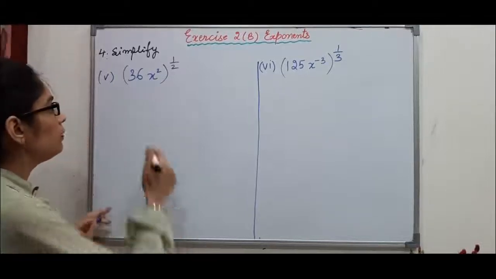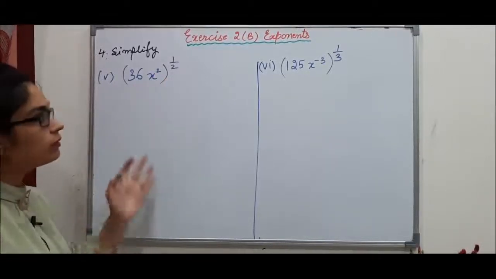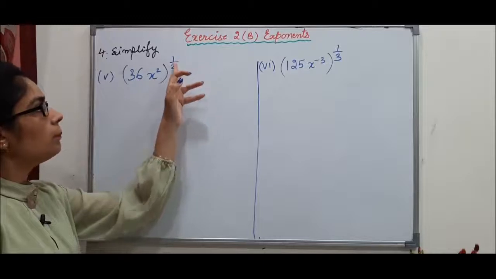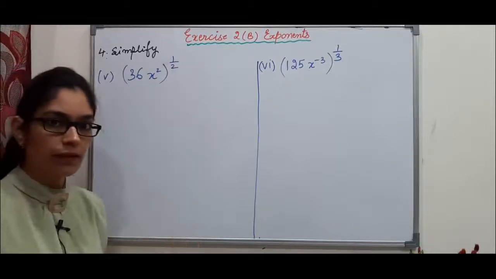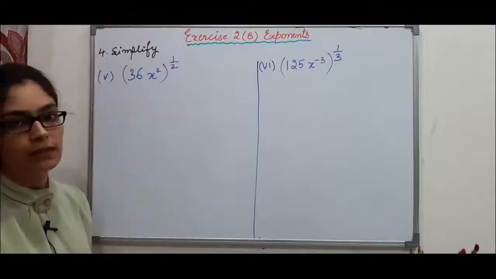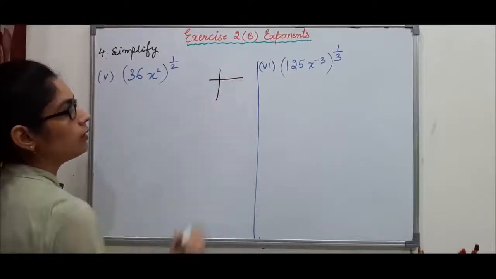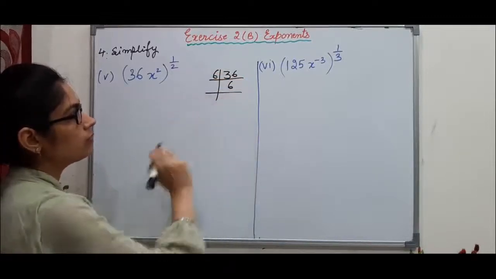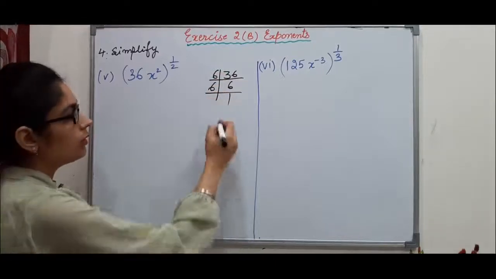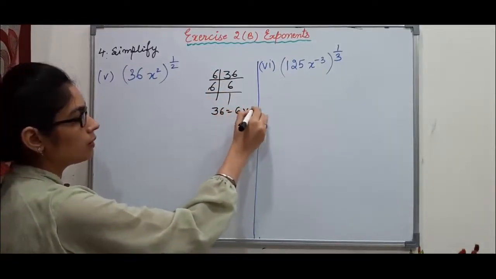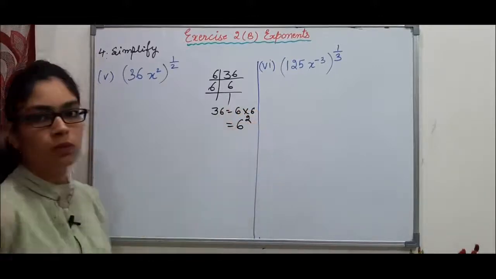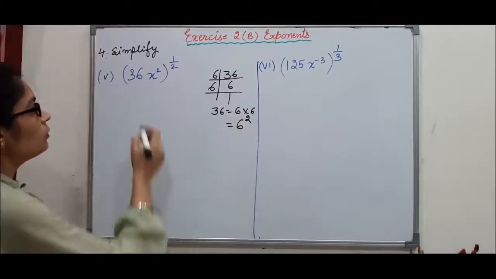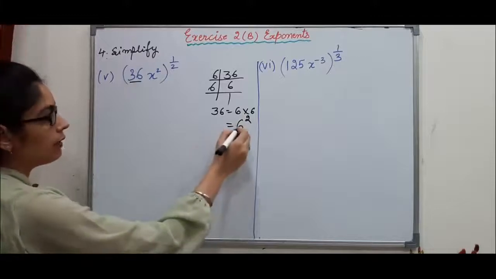In fifth part, it's given 36 into x to the power 2, whole power 1 by 2. Whenever the powers are in fraction, first step I have already told you, convert the numbers into their exponential form. So 36 will convert into its exponential form. We know 6 into 6 is 36, so 36 can be written as 6 into 6, that means 6 to the power 2. 6 is getting multiplied by itself 2 times. So in place of 36 here, I will write 6 to the power 2.